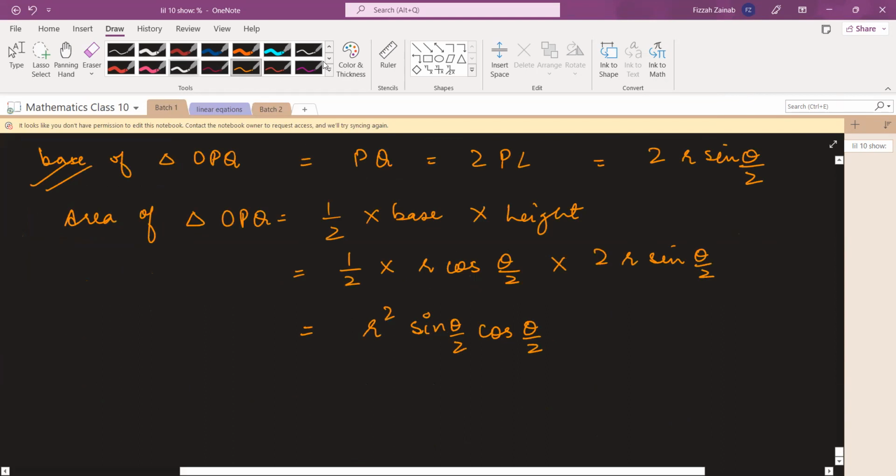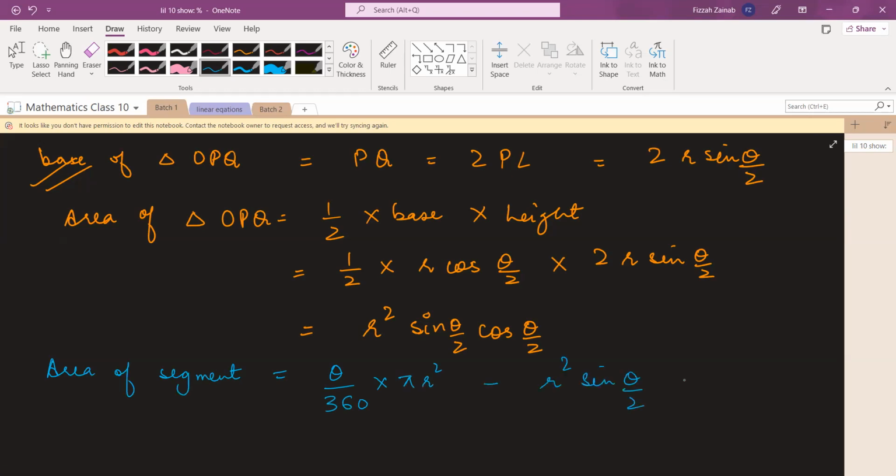Now I was interested in the area of the segment. So the area of segment is equal to area of sector, which is theta by 360 into pi r square, minus area of the triangle, which is R square into sine theta by 2 into cos theta by 2. So this is the formula for area of the segment.